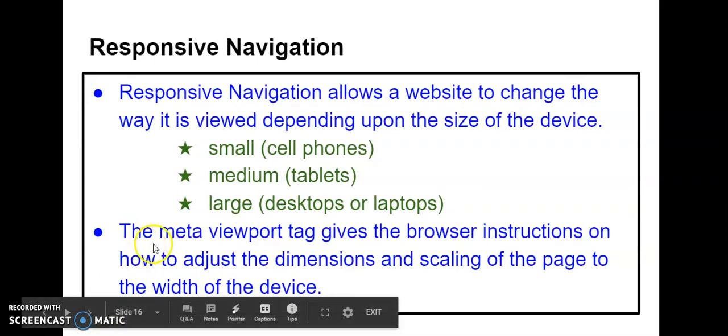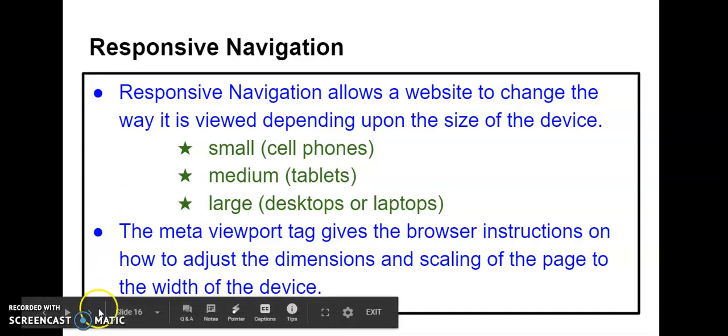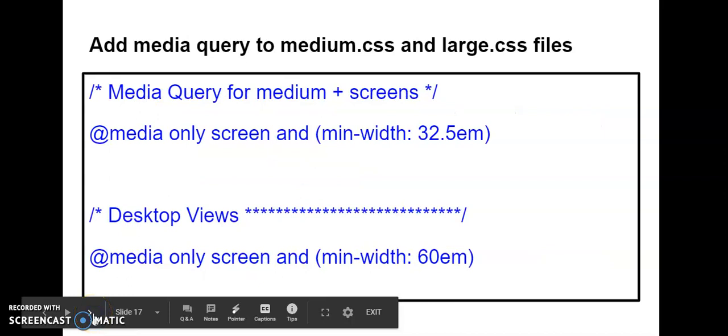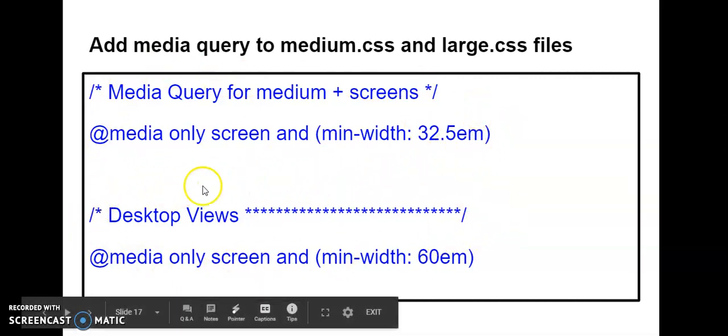Responsive navigation allows a website to change the way it is viewed depending upon the size of the device. There are 3 sizes: small for cell phones, medium for tablets, or large for desktops or laptops. The Meta Viewport tag gives the browser instructions on how to adjust the dimensions and scaling of the page to the width of the device. So in order to do that, you need to have 3 CSS files: a small, medium, and large. This is the code you would put on your medium CSS file. This is the code you would put on your large CSS file.